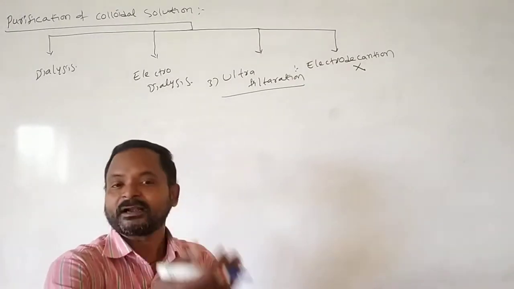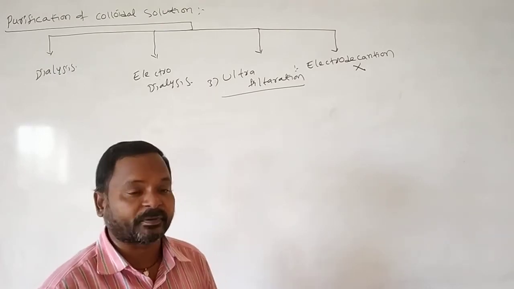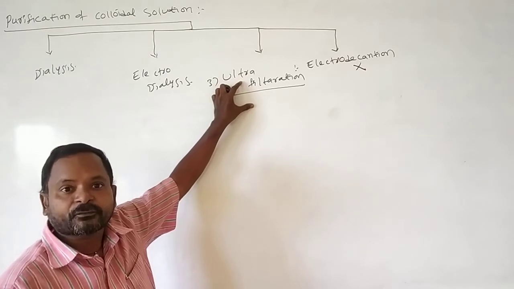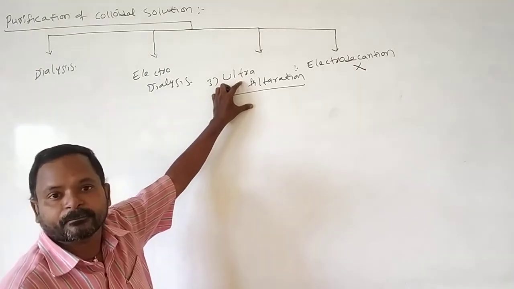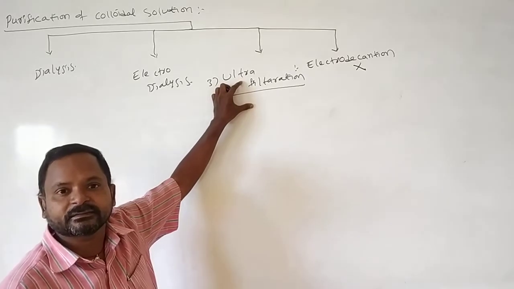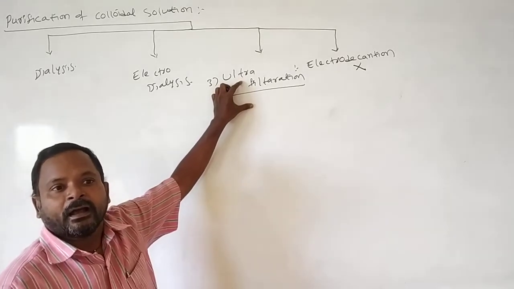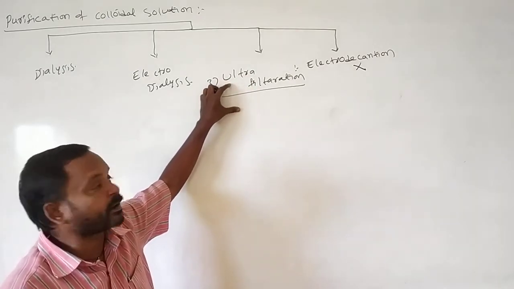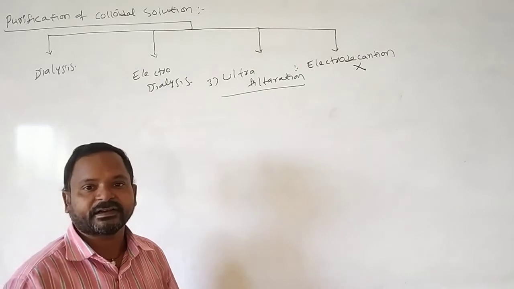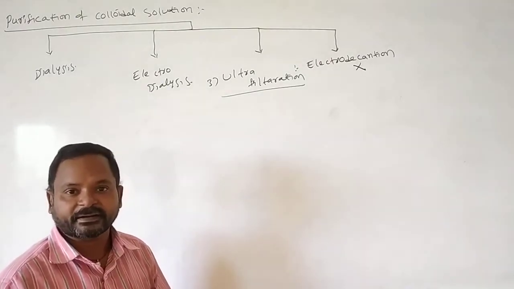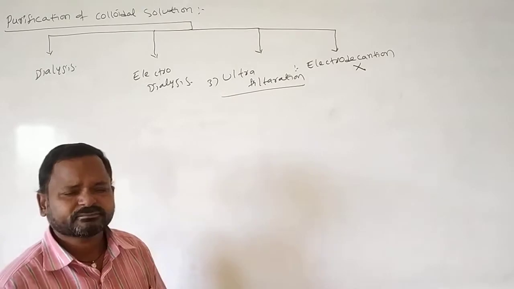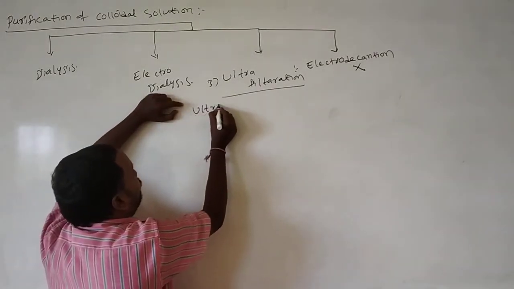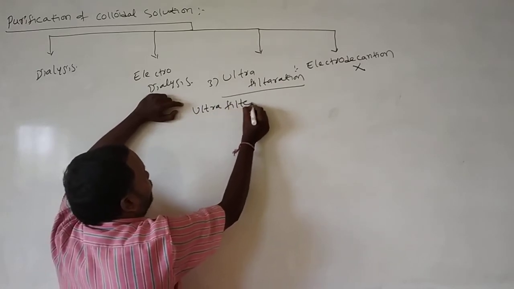Instead of that filter paper, we use the ultra filter paper. The removal of solvent particles and impurities from the colloidal solution by using ultra filter paper is called ultrafiltration. Here, what is the meaning of ultrafilter paper? How do we prepare ultrafilter paper?